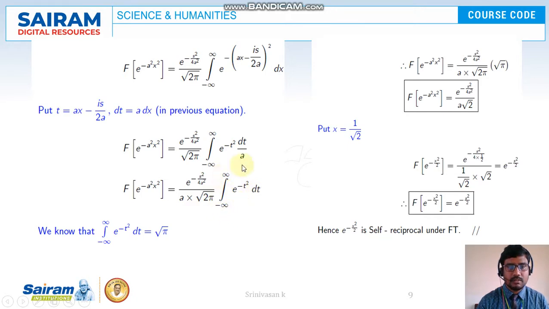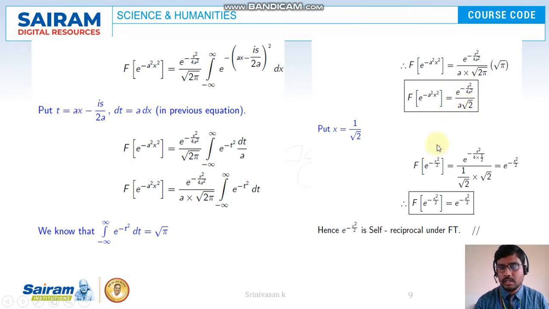Clearly this value is root pi. The integral from 0 to infinity of e^(-t²) dt has value root pi. Now substitute this value, replaced by root pi, we get e^(-s²/4a²) divided by a into root 2 pi. Root 2 pi can be written as root 2 into root pi. So this root pi and this root pi cancel, we get root 2 only. So e^(-s²/4a²) divided by a into root 2.